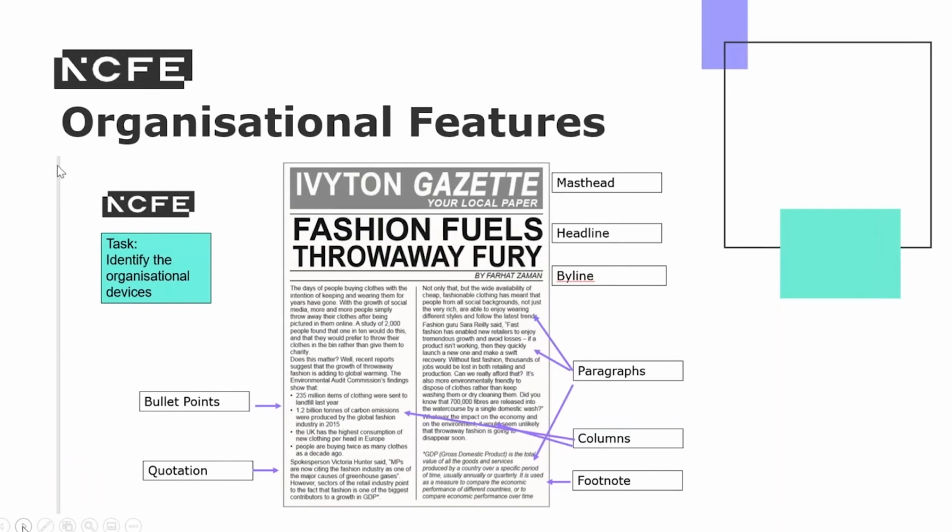Often candidates mix up language and organizational presentational features. So a tip to remember, language is to do with words and what's actually written, and the organization, or sometimes known as presentational features, are about how a text is set out, such as the term organization, how it's presented, the layout, the headings, the columns, the bullet points.